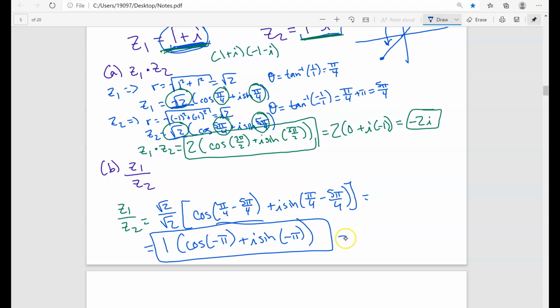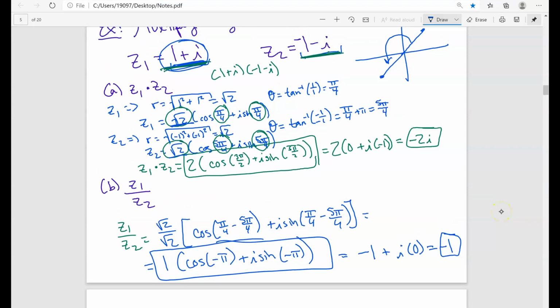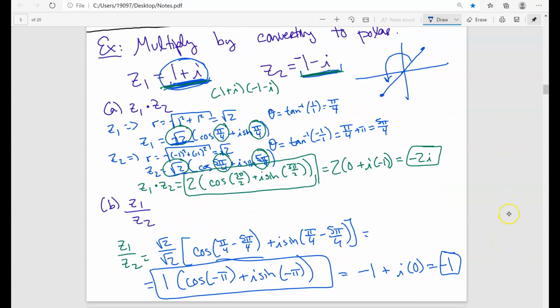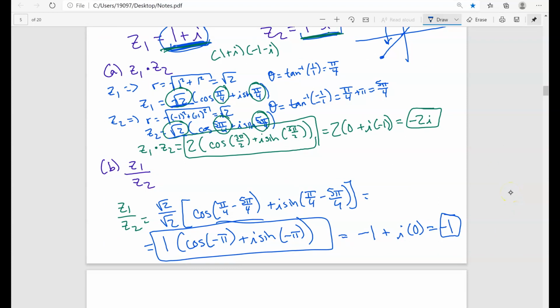So now if you really want to figure out what exactly that was, cosine of negative pi is going to give me negative 1. And the other guy is just going to give me 0. So basically the answer is negative 1. So that means that when I divide these two guys, what I'm going to end up getting is just a negative 1. Okay, so these problems aren't too bad. We just basically have to convert them into their polar form. And then after that, we can just either multiply or divide their polar forms together.